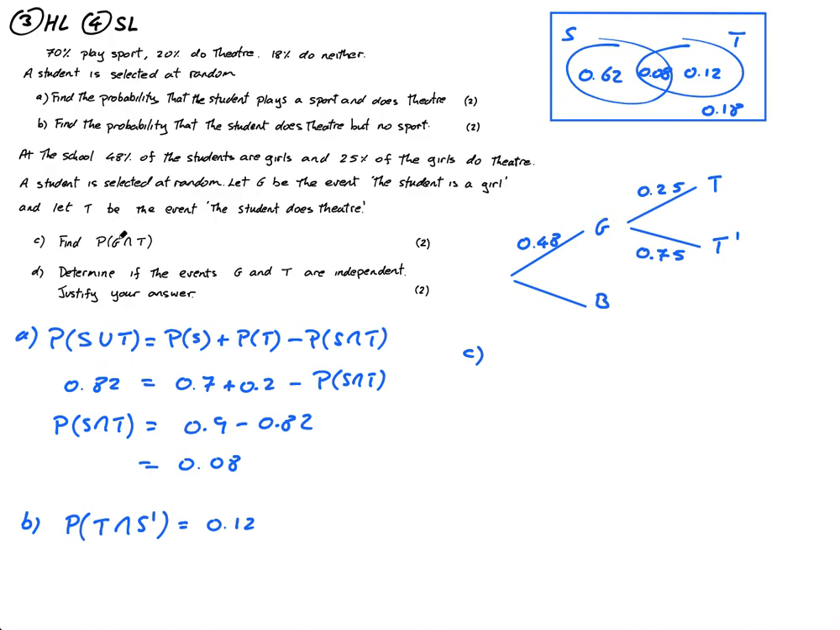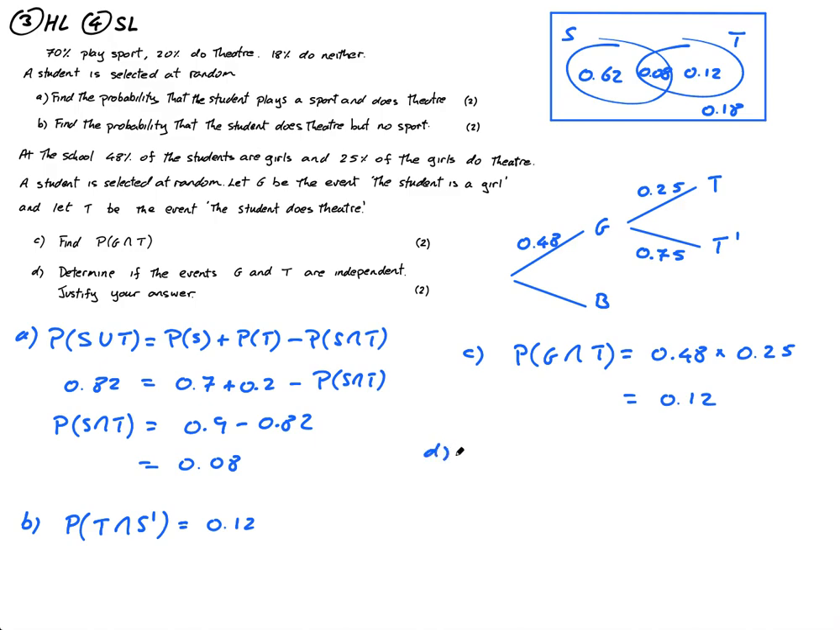The probability of girls and theater is, so this is the probability that it's a girl and they do theater. Using our tree diagram, it's just 0.48 times 0.25, which is, I don't even need my calculator because it's a quarter of 0.48, which is 0.12.